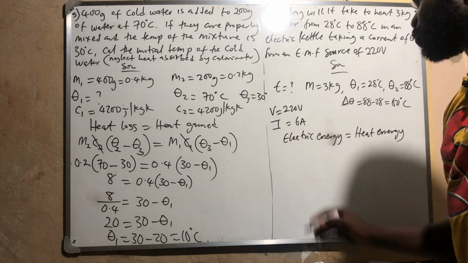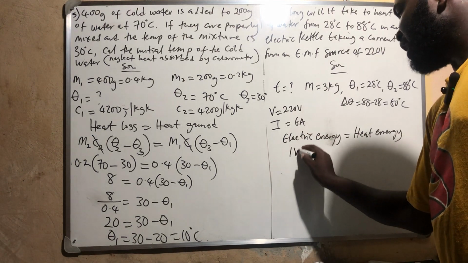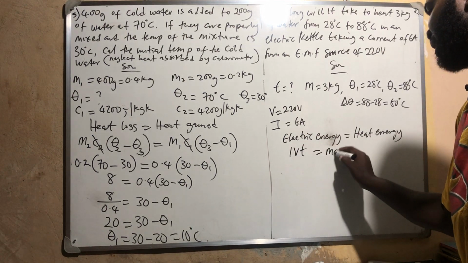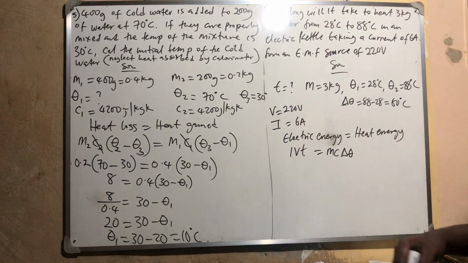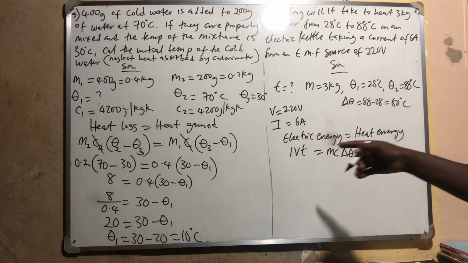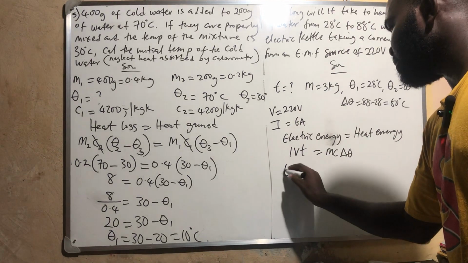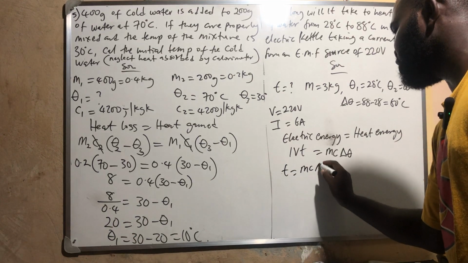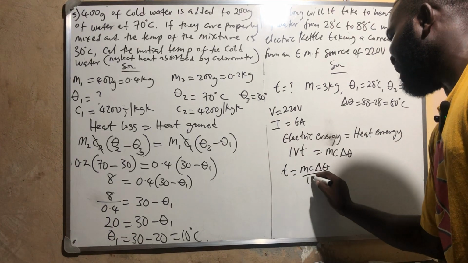And the electric energy is what? IVT. Don't forget, IVT is equal to MC change in temperature. So what are they asking me? My time. So my time will now be MC change in temperature divided by IV.